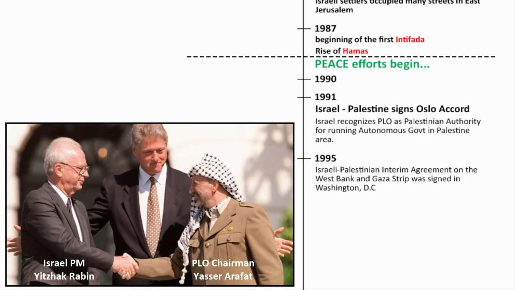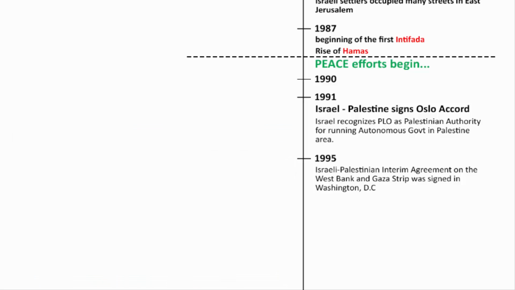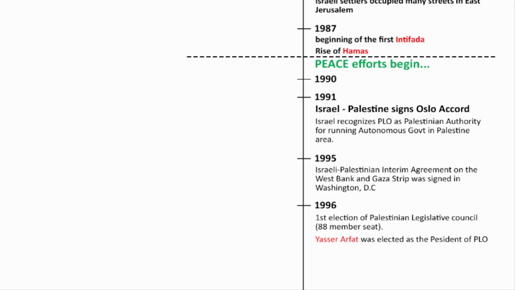Yasser Arafat, leader of the PLO, arrived in Gaza to take charge of the new Palestinian Authority. In January 1996, the newly installed Palestinian Authority held its first democratic elections to choose an 88-member Palestinian Legislative Council. Yasser Arafat was elected president of the Palestinian Authority. While all of this was going on, Israel was open to peace talks, even acknowledged PLO as a Palestinian authority.